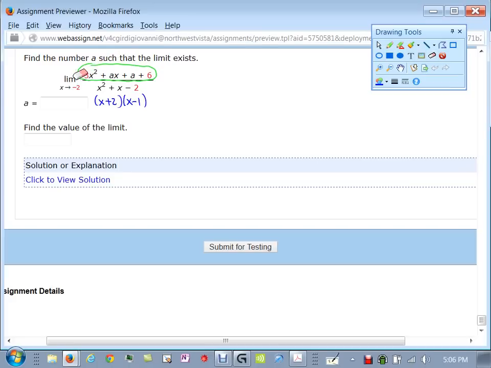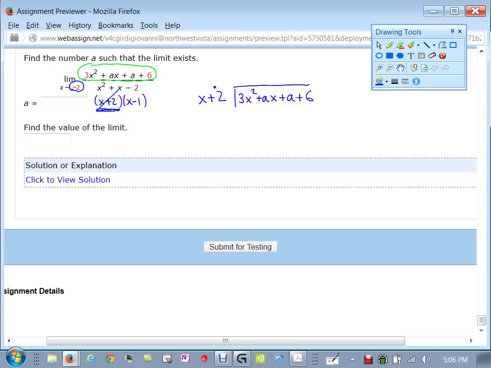In order for this to work, we need to take care of the problem with x being negative 2. And that means this factor needs to be able to cancel, which means up here we need x plus 2 to come out of this. So what I'm going to do is say I need to be able to divide 3x squared plus ax plus a plus 6 by x plus 2 and get a remainder of 0. So I'm going to do long division here.